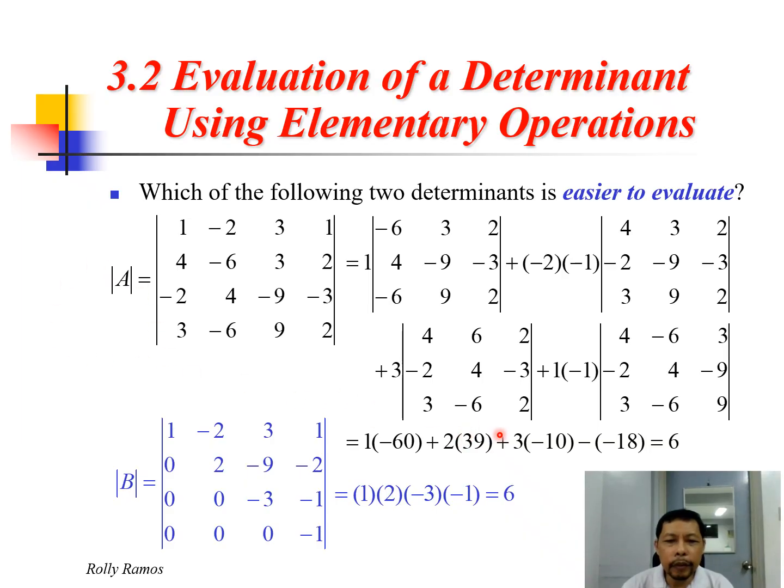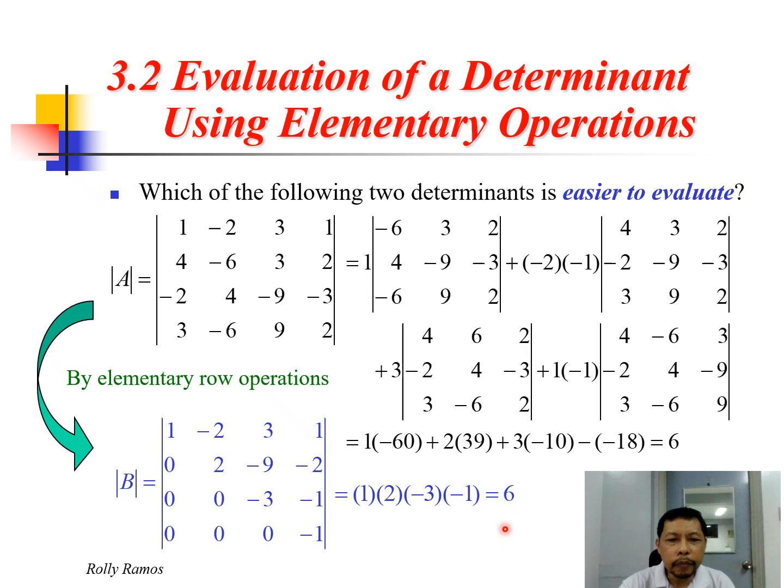So in this case, they have the same determinant value because B is just obtained from matrix A and transformed by means of elementary row operations. Okay. As I've said, B is obtained from A by elementary row operations. And we could see that the determinant of the original matrix and the transformed matrix are the same.